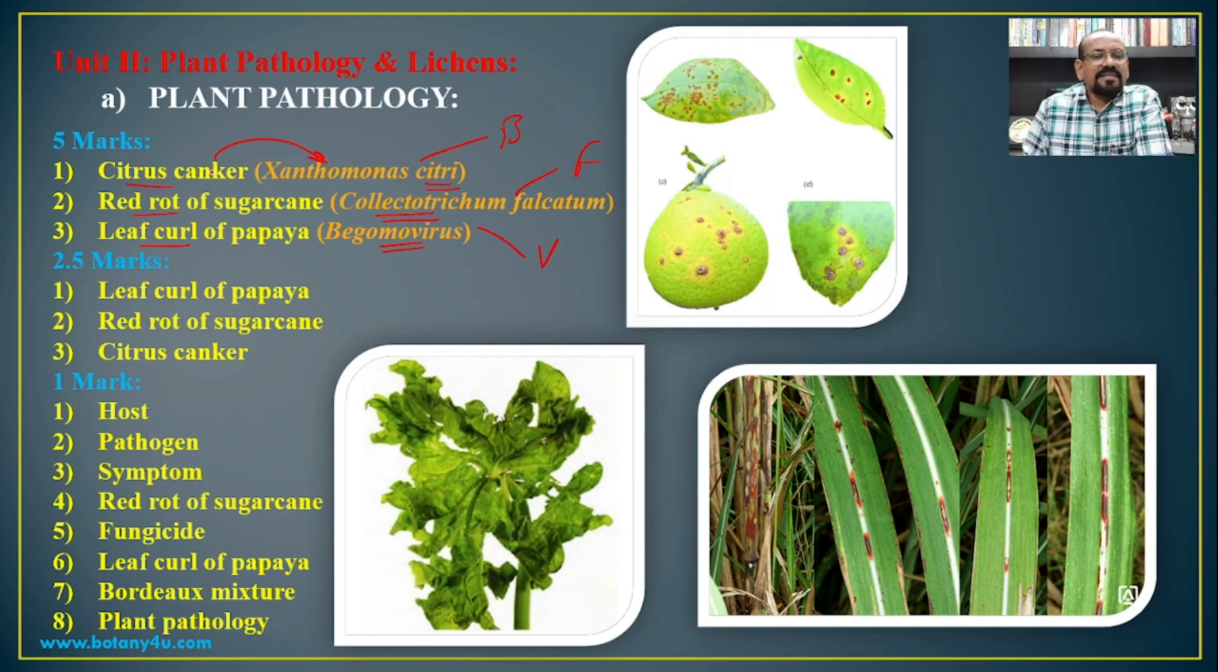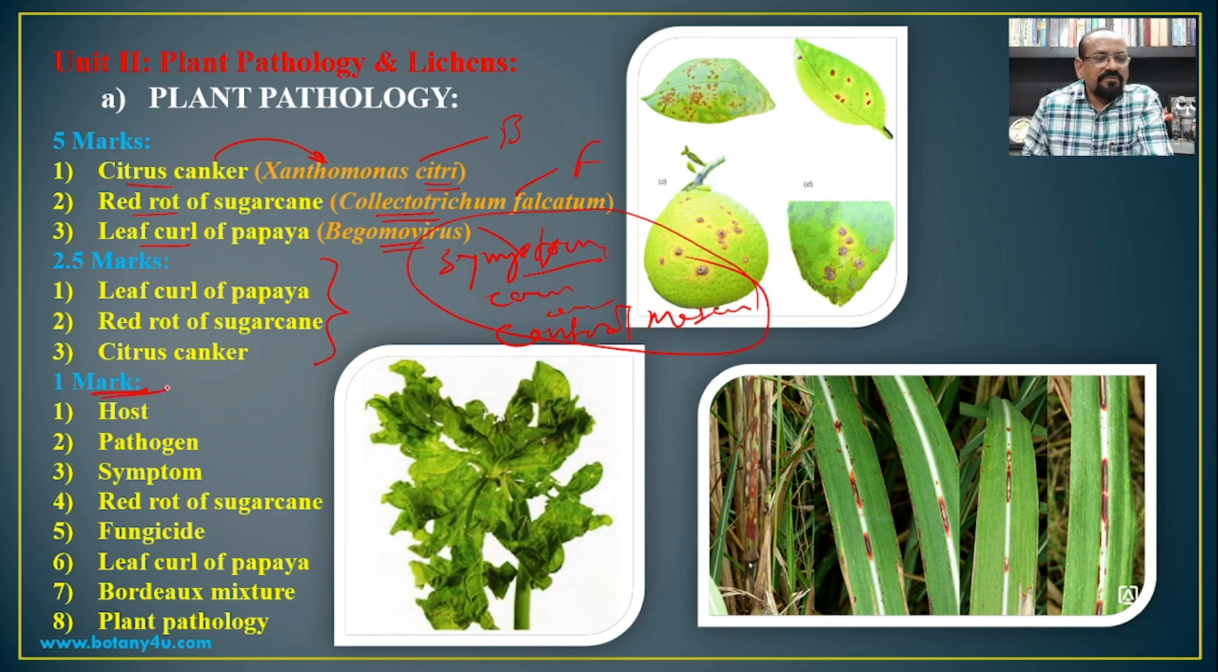In such a question that may ask for 5 marks or may ask for 2.5 marks, what do we have to write? We have to write the symptoms of the disease, then the causal organism, and the last one is control measures. So these 3 points are expected if the question is for 5 marks or even if it is asked for 2.5 marks. The same type of questions are asked for 5 marks as well as 2.5 marks in this unit.